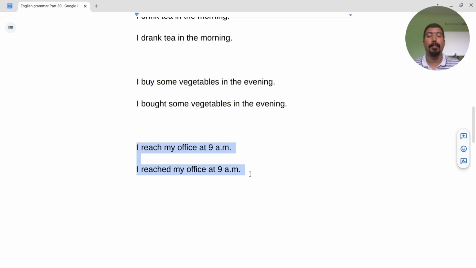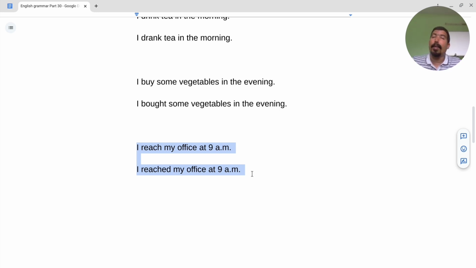Next one, I reach my office at 9 a.m. This is something that you do every day. You have a habit of reaching your office at 9 a.m. every single day. That is the reason. It is a habit. It is repetitive in action. That is the reason why we are using I reach. That is the first form of verb.